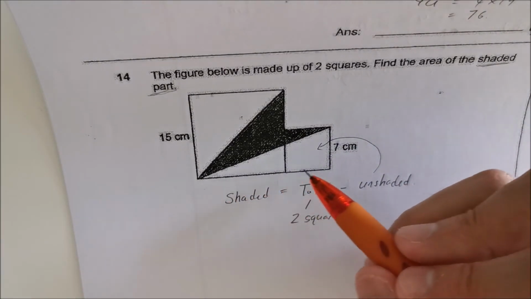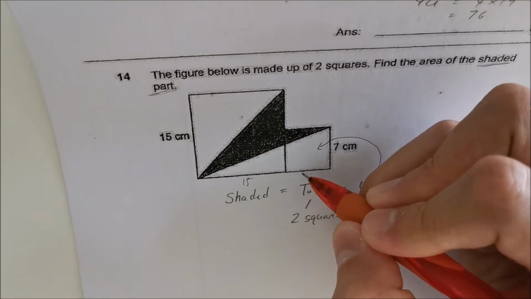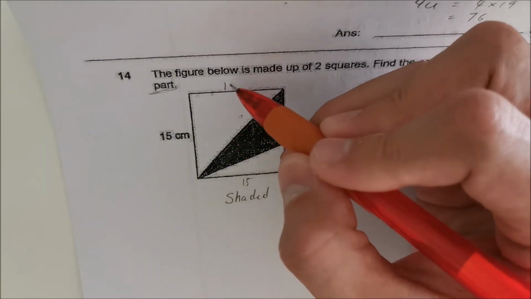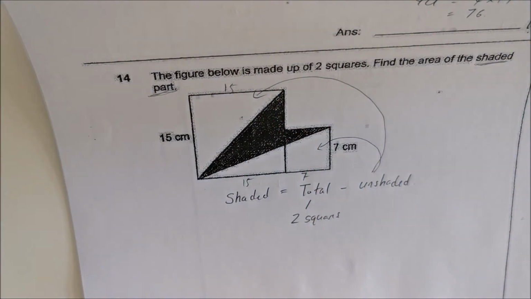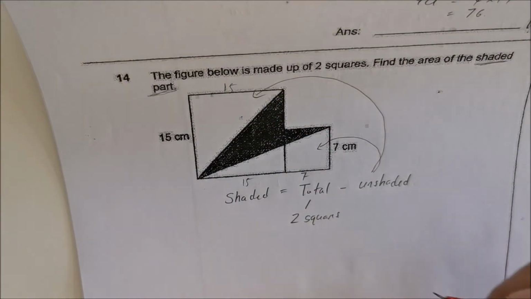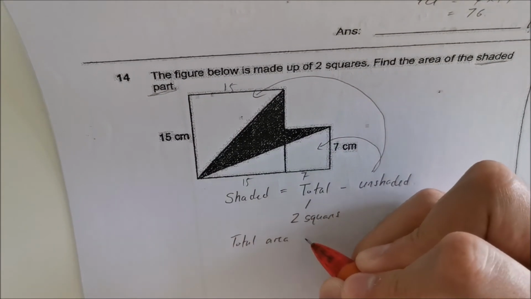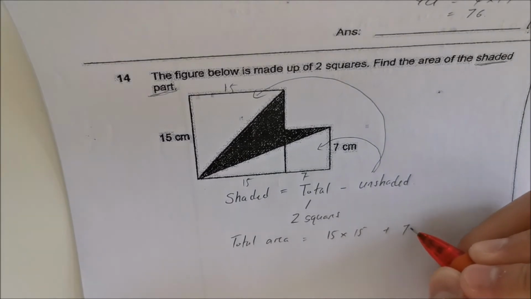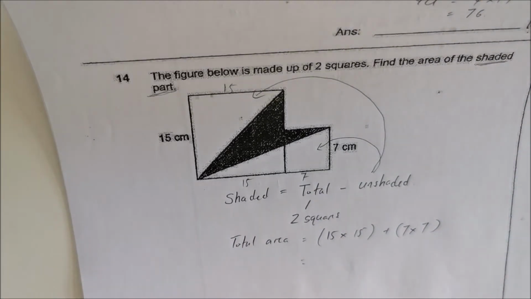It's a perfect right angle triangle, and of course you can find the base and you can find the height. And for the other unshaded triangle, you can also find the base and height. So what we can do here is find the total area. Total area, isn't it 15 times 15 plus 7 times 7? So let me calculate.